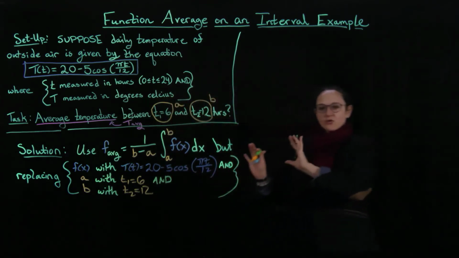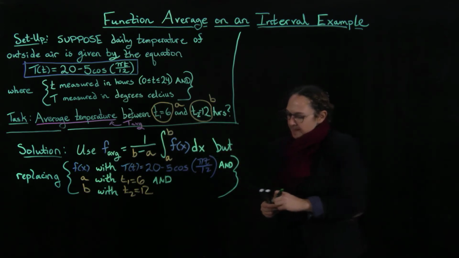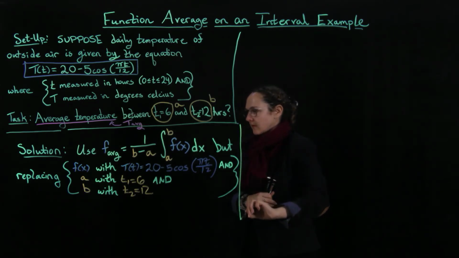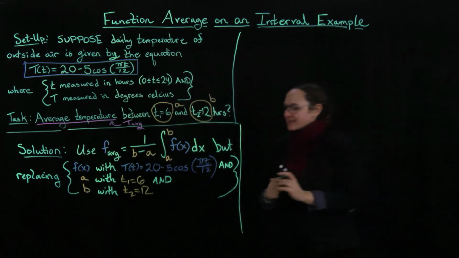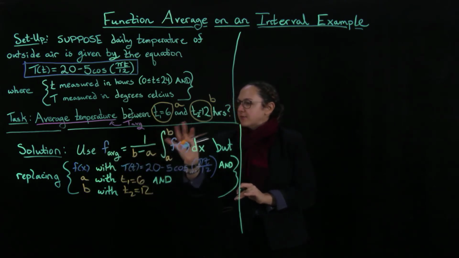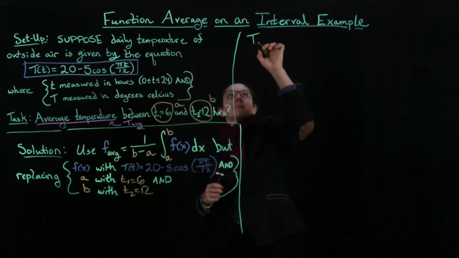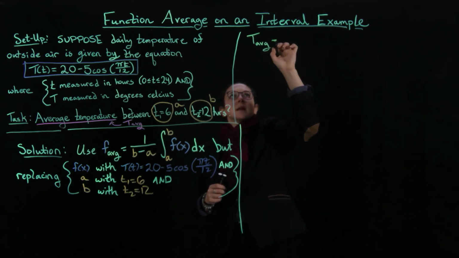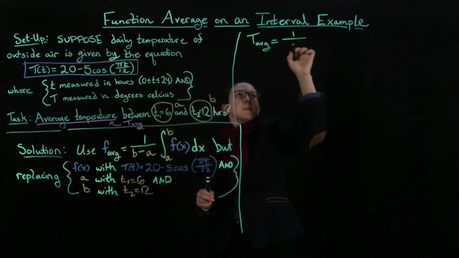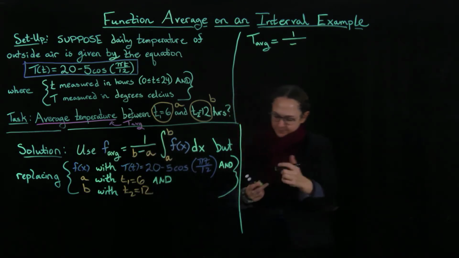Now I can just directly translate this equation. I'm going to do it over here so that I have room and everything can line up nicely. I'm going to take this formula, and every time I see a replacement, I'll replace what's written there. So I'm going to have that my T average is going to equal 1 over the length of the interval, so b minus a, which I replace with 12 minus 6.